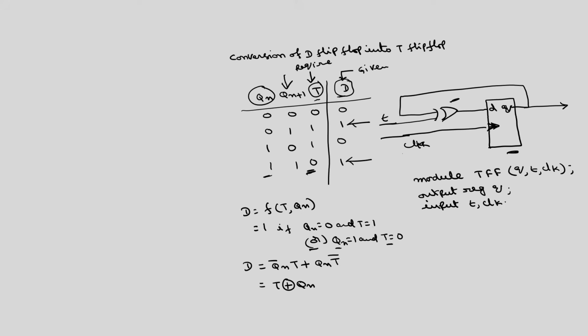Now, if I call this bit dt, you have to define it as a wire, because this is a combinational circuit. So, here we have to define dt as a wire. Then how to obtain dt from T and Q? This is continuous assignment: assign dt is equal to T exclusive or Q.